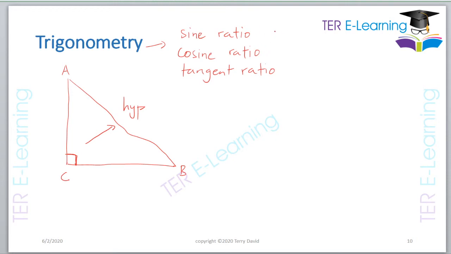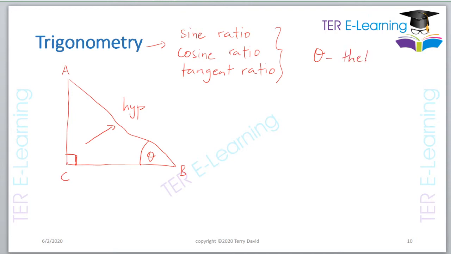Now, in order for us to use the sine, the cosine, and the tangent ratio, we must have an angle other than the right angle in the triangle. So this angle here, if you've never seen this symbol before, it's called theta. It's a Greek symbol, a Greek letter.